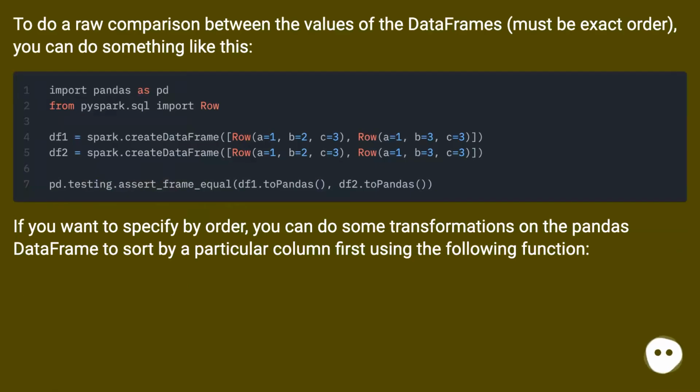To do a raw comparison between the values of the data frames, must be exact order, you can do something like this. If you want to specify by order, you can do some transformations on the pandas data frame to sort by a particular column first using the following function.